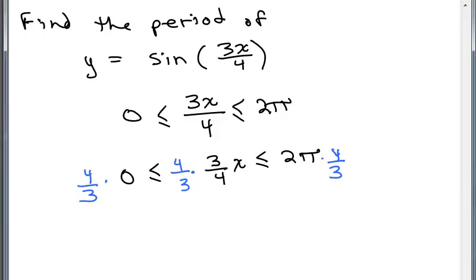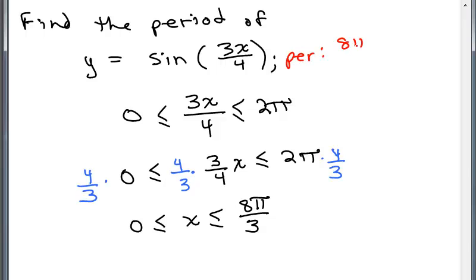So what does that give me? That means 0 is less than or equal to x is less than or equal to 8 pi over 3. So the answer here is the period is 8 pi over 3. All right, not a pretty period necessarily. It's not something like 2 pi or 3 pi, etc. But that is what the period is. In other words, it'll make one full cycle between 0 and 8 pi over 3 on the x-axis.